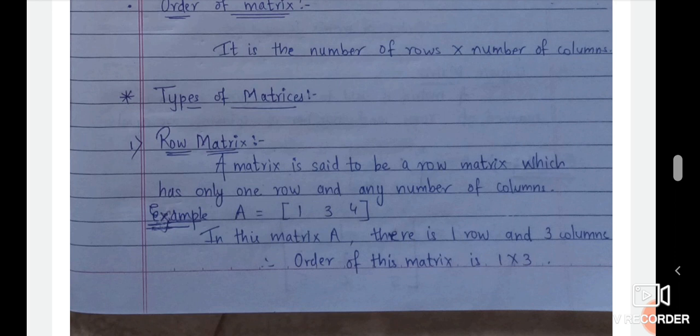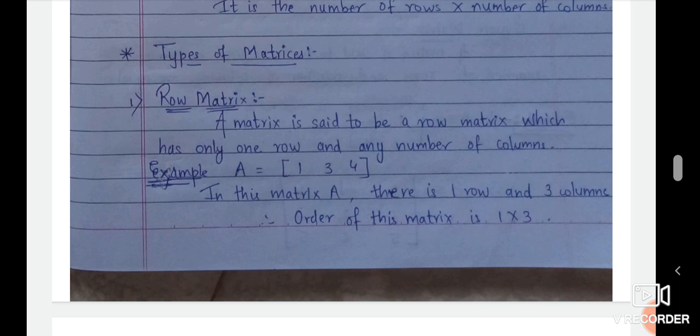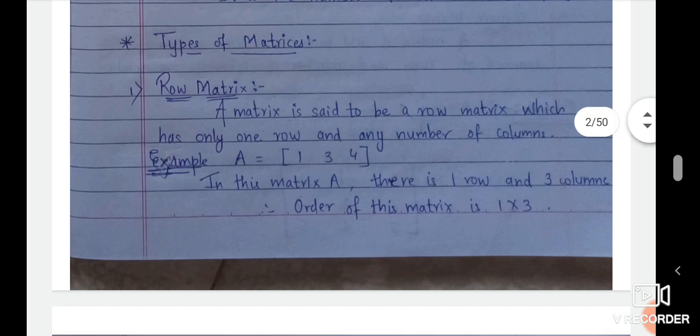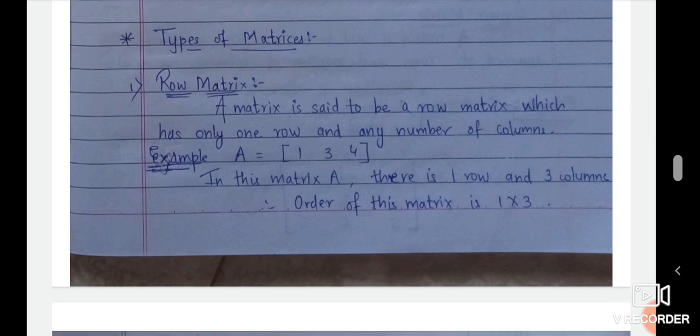Next we'll see types of matrices. The first one is the row matrix. In a row matrix, the matrix will have only one single row and there can be any number of columns. So the matrix contains one row but any number of columns. See here in this example I have taken one row but there are 3 columns.